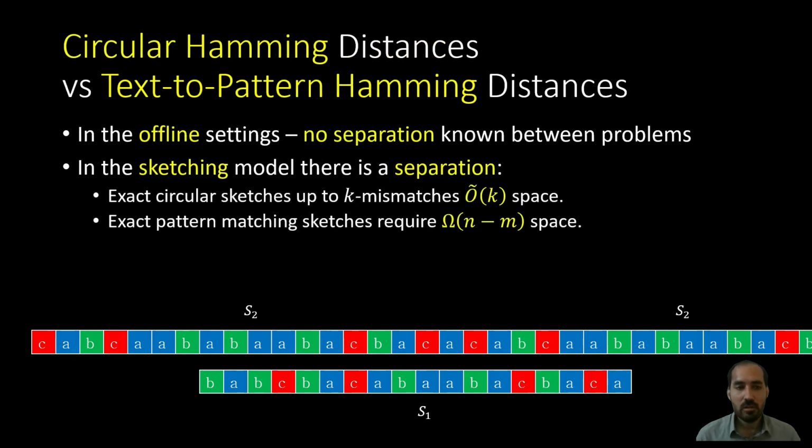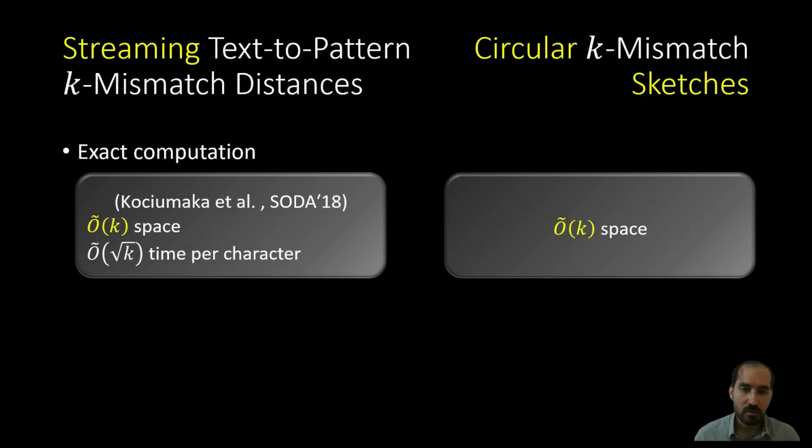An interesting fact is that in the offline setting, there is no known separation between the two problems, while in the sketching model, in our solution and also in previous solutions, the exact circular sketches use much less space than the sketches for pattern matching, even if we are just interested in k equals 0, which means exact matches of the pattern in the text, or of the two strings one to the other in some cyclic shift.